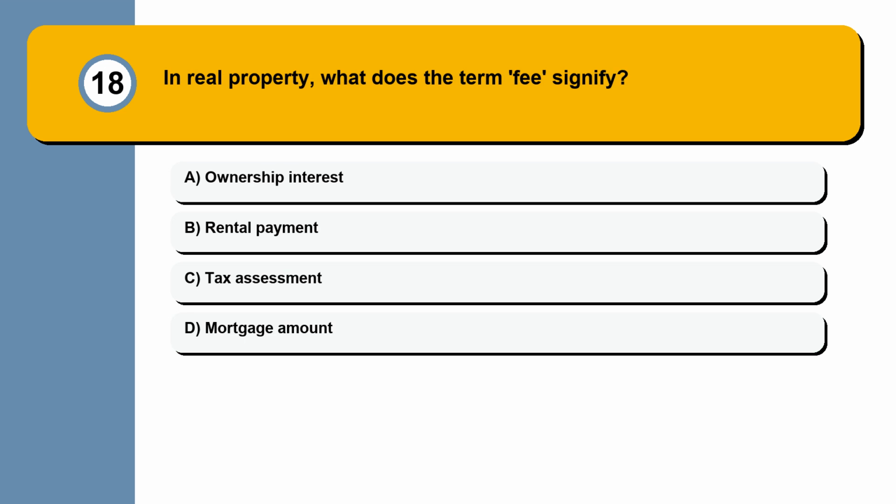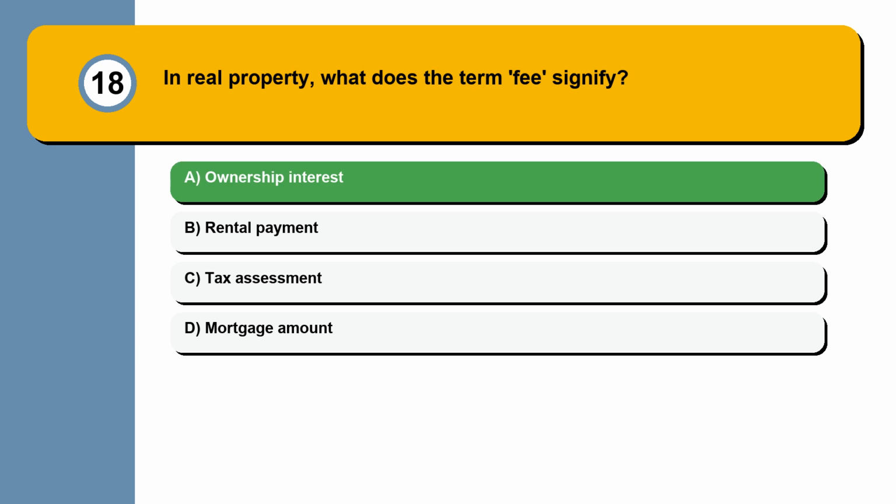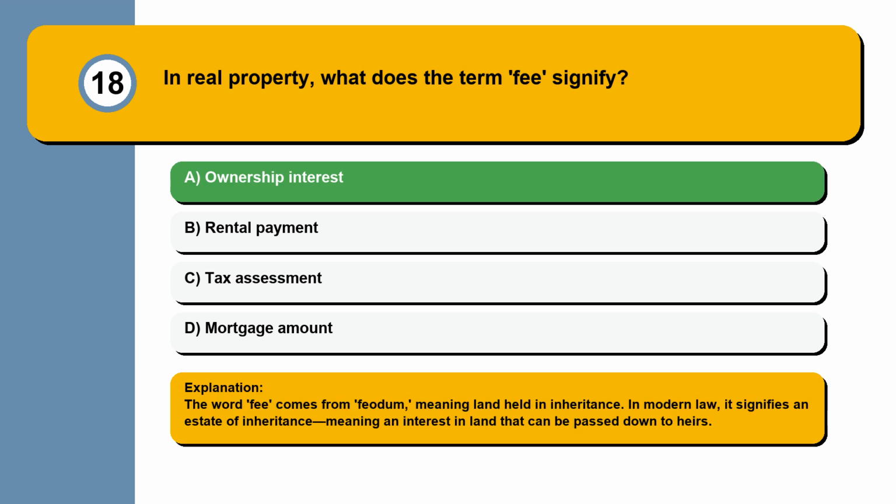Question 18. In real property, what does the term fee signify? Ownership interest, rental payment, tax assessment, mortgage amount. The word fee comes from feudum, meaning land held in inheritance. In modern law, it signifies an estate of inheritance, meaning an interest in land that can be passed down to heirs.